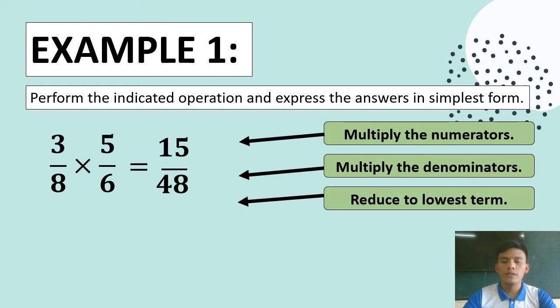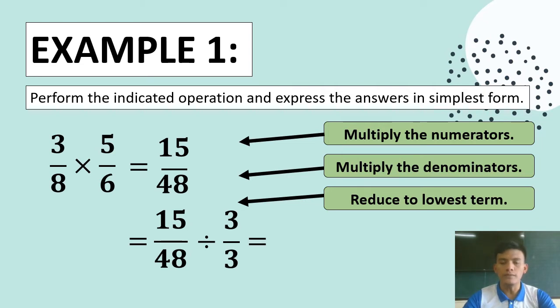Third step, reduce to lowest term. 15 over 48 can still be reduced into lowest term. To reduce that, we divide both numerator and denominator by 3. 15 divided by 3 is 5. 48 divided by 3 is 16. 5 over 16 cannot be reduced into lowest term, and that's our final answer.